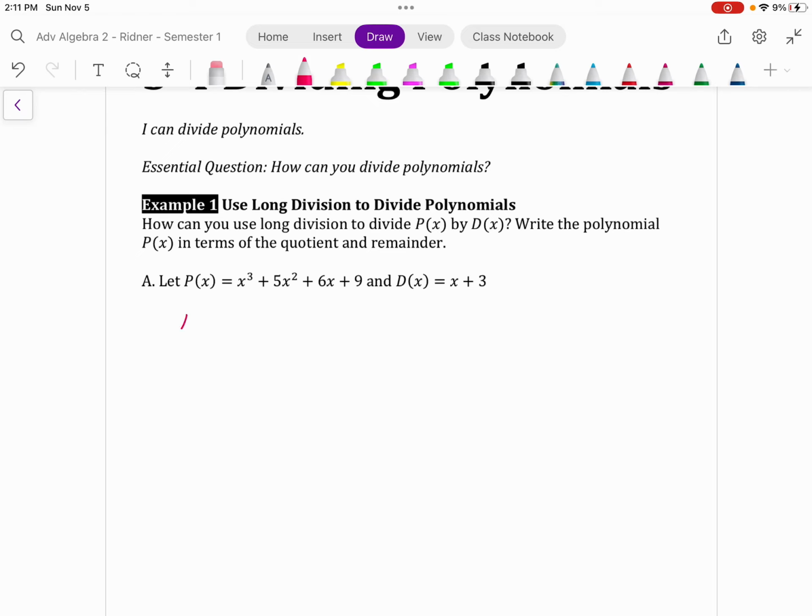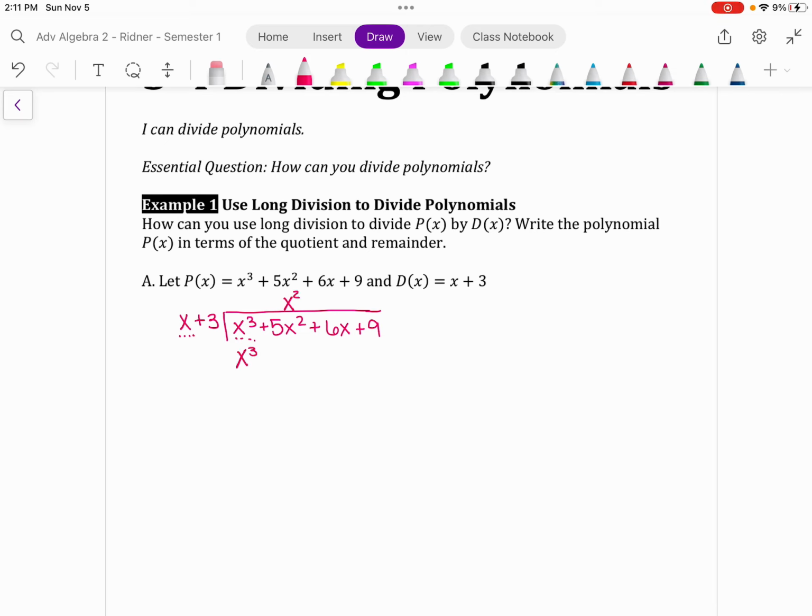So here's what it looks like. X plus 3 goes on the outside. X cubed plus 5x squared plus 6x plus 9 goes on the inside. And we ask ourselves, x times what is x cubed? Well, that is x squared. Then we do x squared times x, which is x cubed. X squared times 3, which is 3x squared.